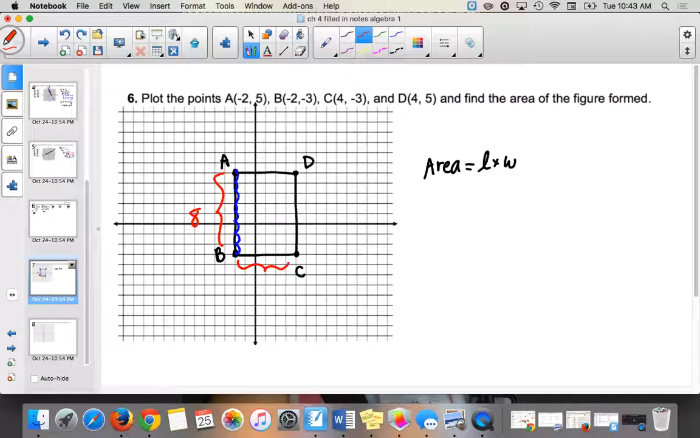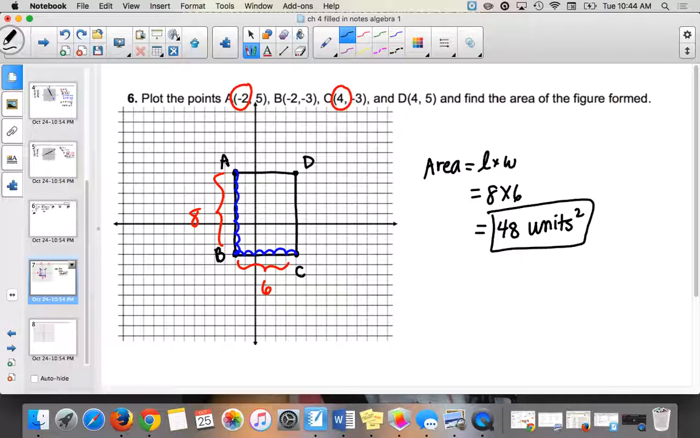How about this one? If I count the number of spaces, 1, 2, 3, 4, 5, 6. So let's think about why that makes sense. Well, my x values went from negative 2 all the way over to 4. So if I start at negative 2 and I go over to 4, that's a total of 6 units. So that's going to be 6. So my area then is going to be 8 times 6, which is 48. And since we don't know what units we have, we would just say units squared for an area. All right, does that make sense?